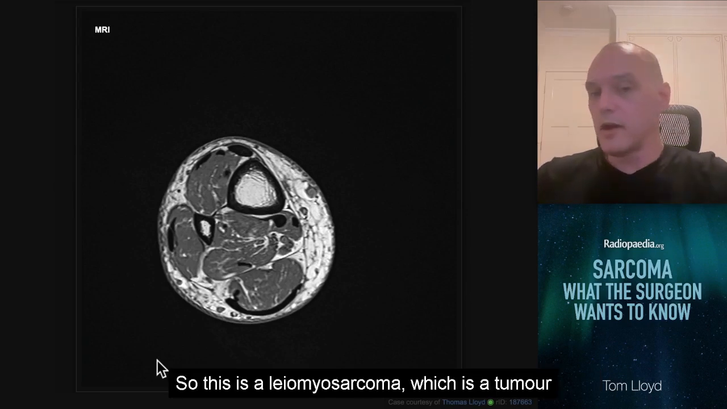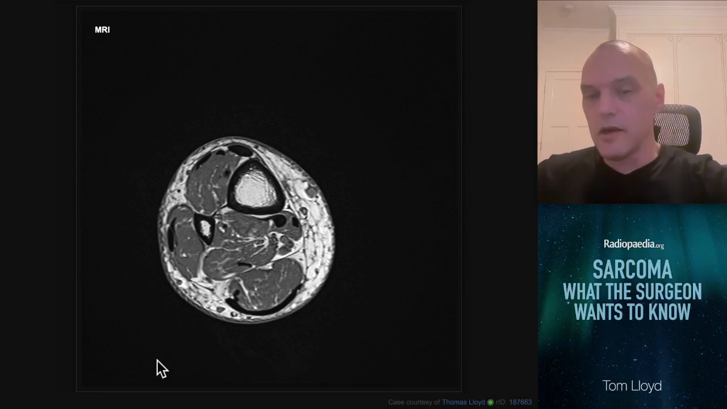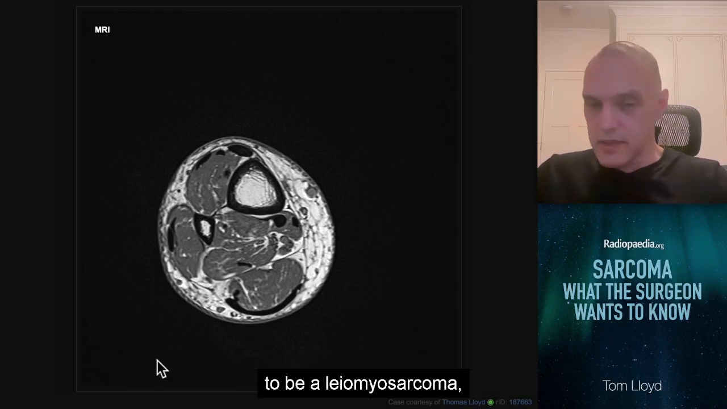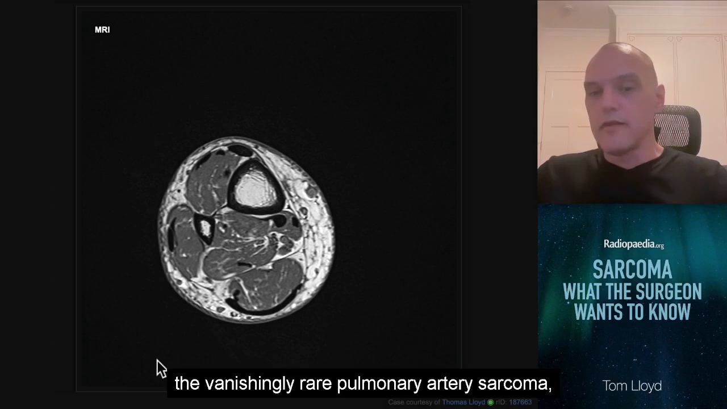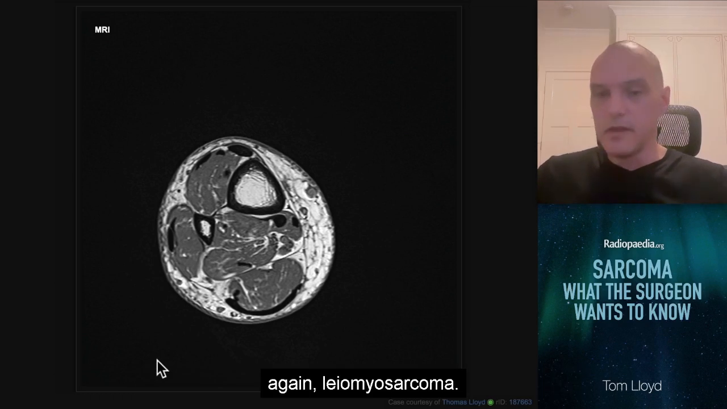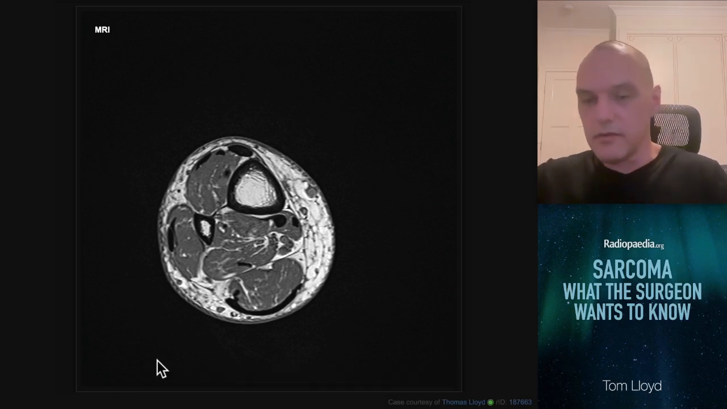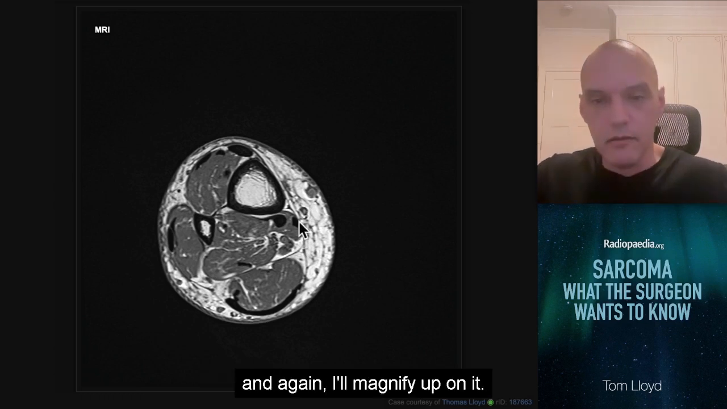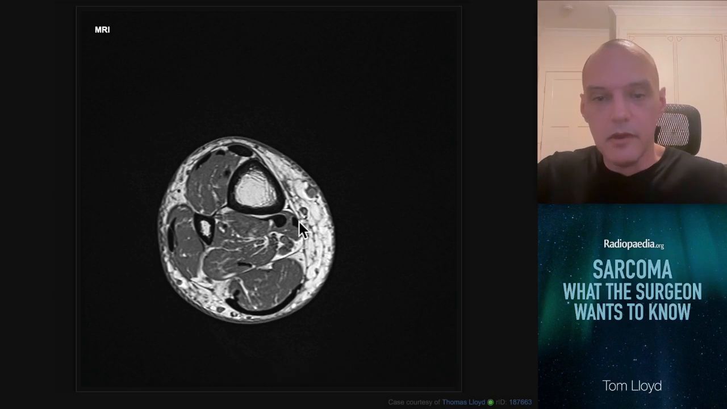So this is a leiomyosarcoma, which is a tumour of blood vessels. So the occasional IVC sarcoma that you'll see is going to be a leiomyosarcoma. The vanishingly rare pulmonary artery sarcoma, which I think I've seen 2 of in my professional career, again, leiomyosarcoma. But what you're looking at is a vessel, and it's usually a vein, and the tumour arises from that vein. So if we follow this vessel on the scan, and again, I'll magnify up on it.